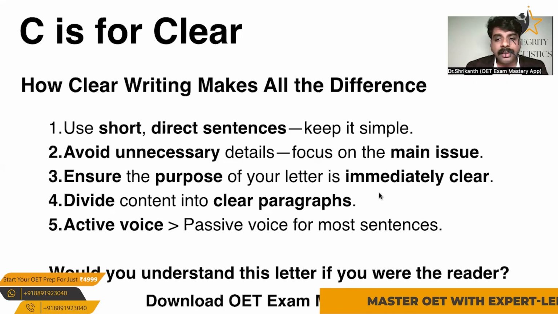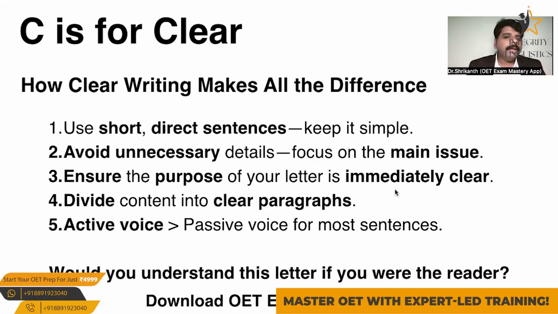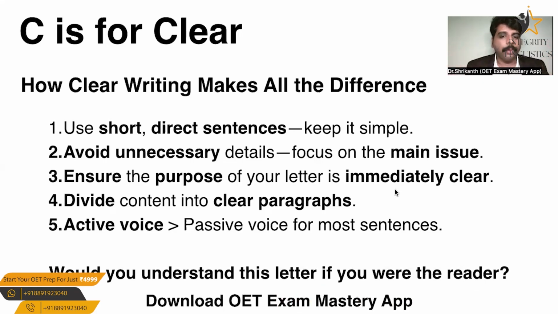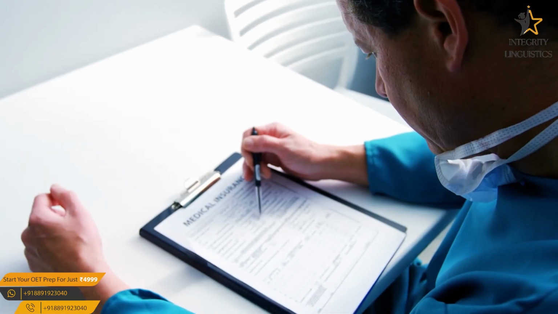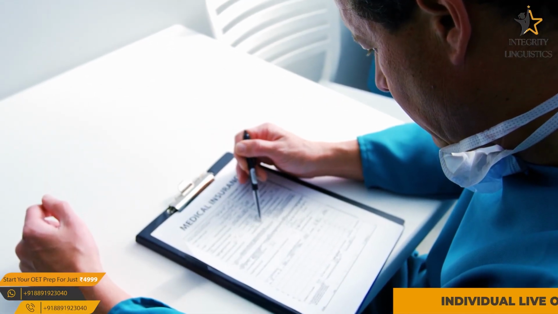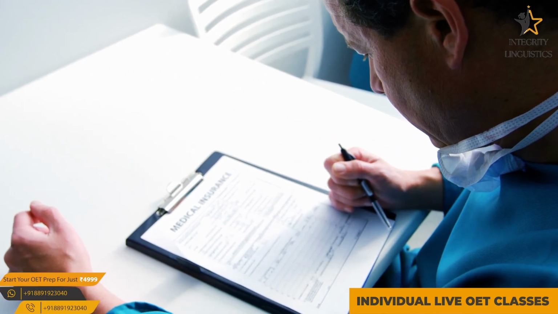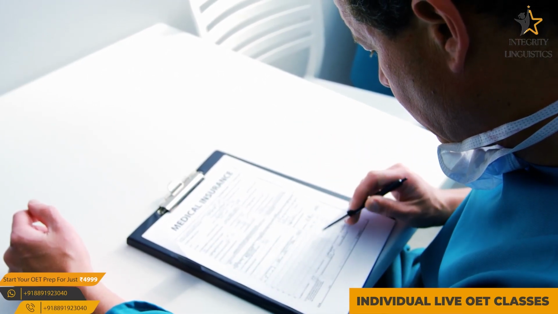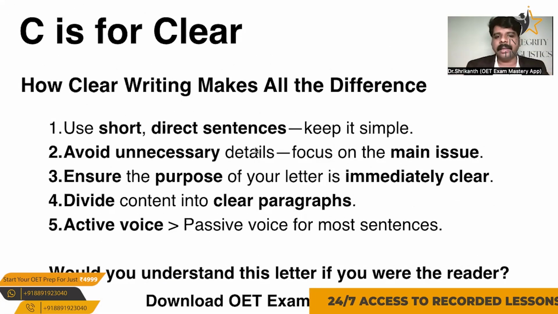Ensure the purpose of your letter is immediately clear. So when you write your letter, the very first paragraph itself should be purpose oriented. That is, the very first paragraph itself must clearly demonstrate why you're writing this letter, the reason for writing this letter. And in very short, direct sentences, in a very simple manner, you just say, I'm writing this letter because the patient needs further investigation from your side. The patient needs her diagnosis to be confirmed under your expert supervision. Okay, so I'm just giving you an example over here. So without wasting any time, immediately mention the purpose.